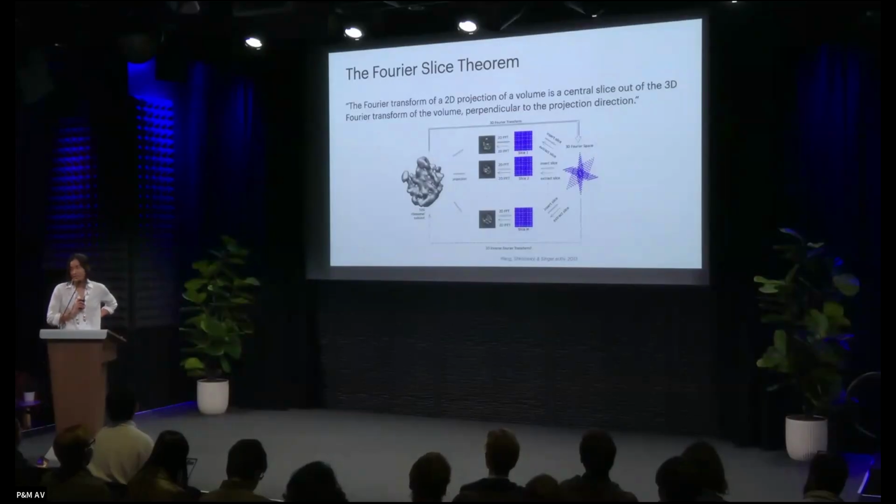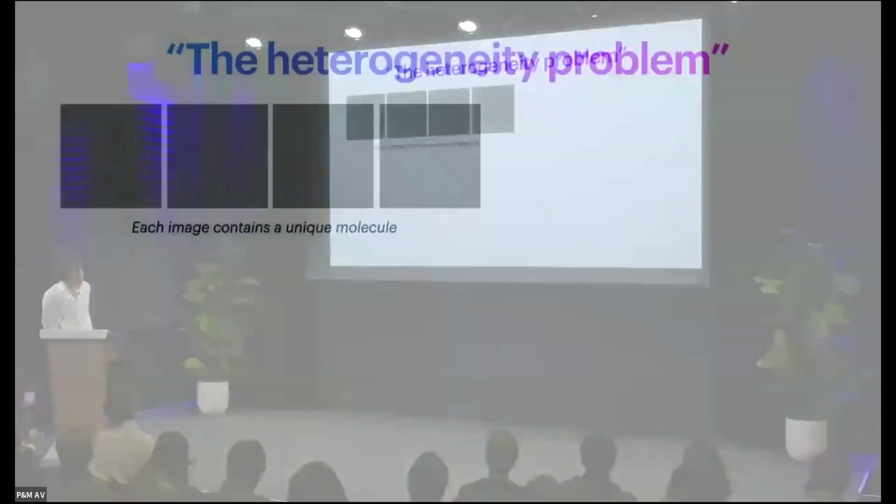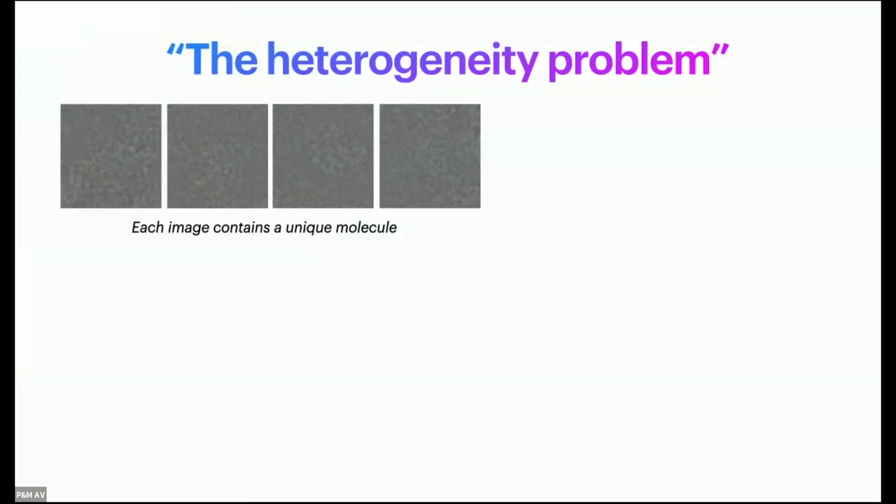So that's how homogeneous cryo-EM reconstruction algorithms typically work. Then we have this so-called heterogeneity problem. Each image in cryo-EM, so these are real cryo-EM images, you can't really see anything, but you have to believe me that each contains a unique molecule in some unknown orientation, maybe at some unknown conformational state.